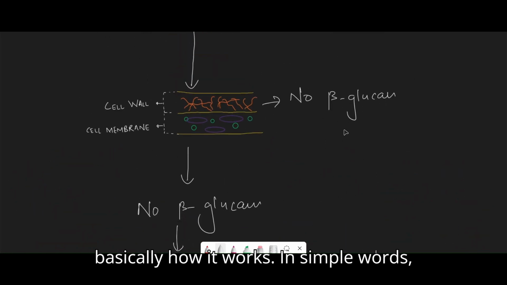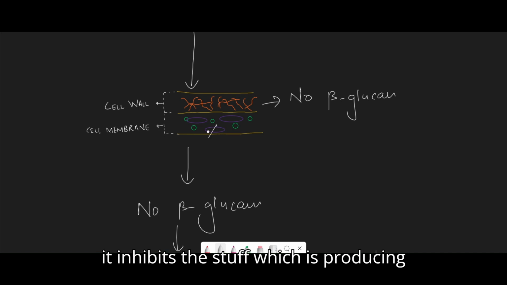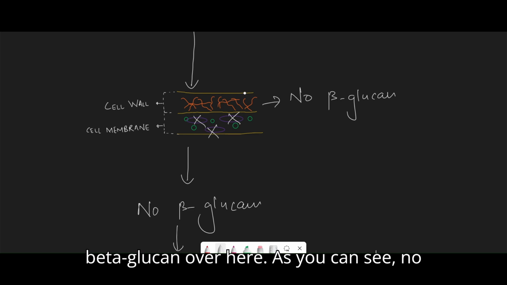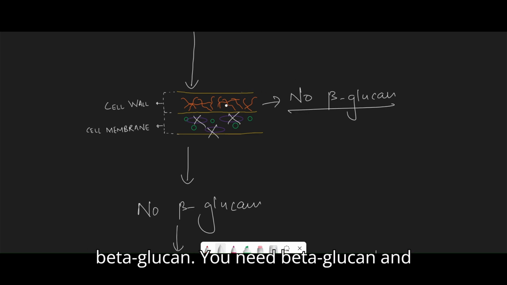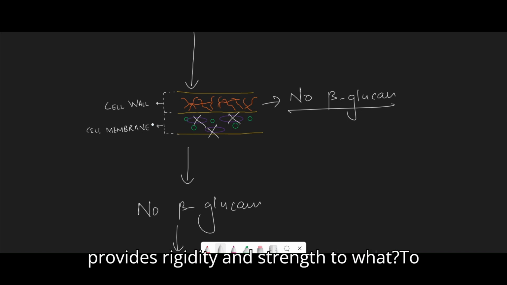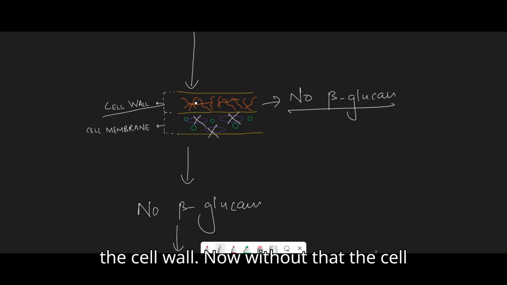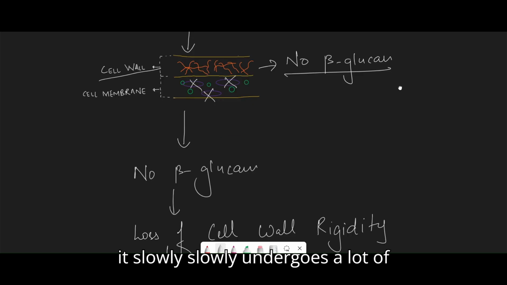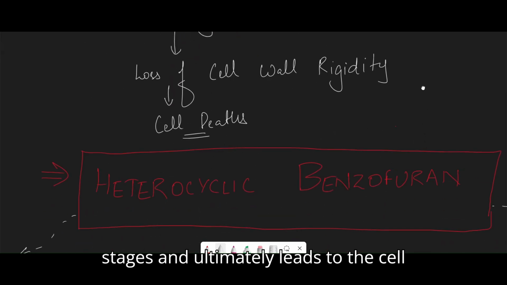So this is basically how it works. In simple words, it inhibits this stuff which is producing the beta glucan. Therefore, there is no beta glucan over here. As you can see, no beta glucan. We need beta glucan and chitin to form cross-linking, which provides rigidity and strength to what? To the cell wall. Now, without that, the cell wall becomes weak. It becomes weak, and slowly it undergoes a lot of stages and ultimately leads to the cell death.